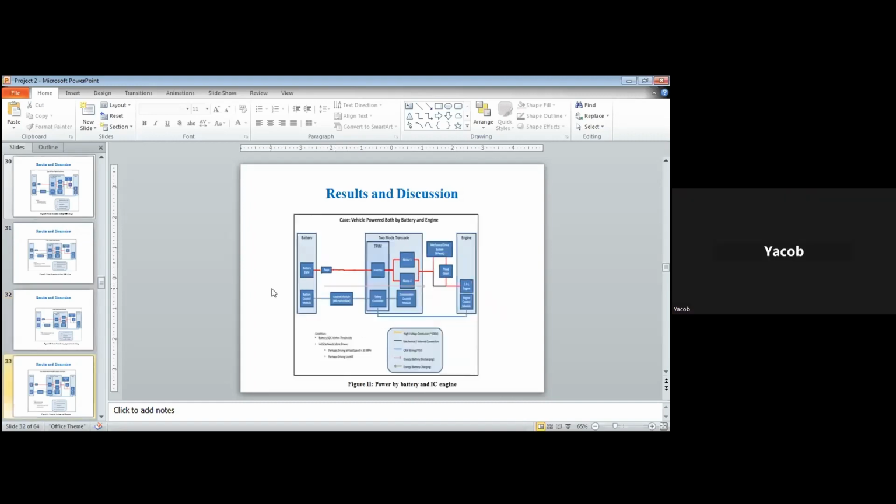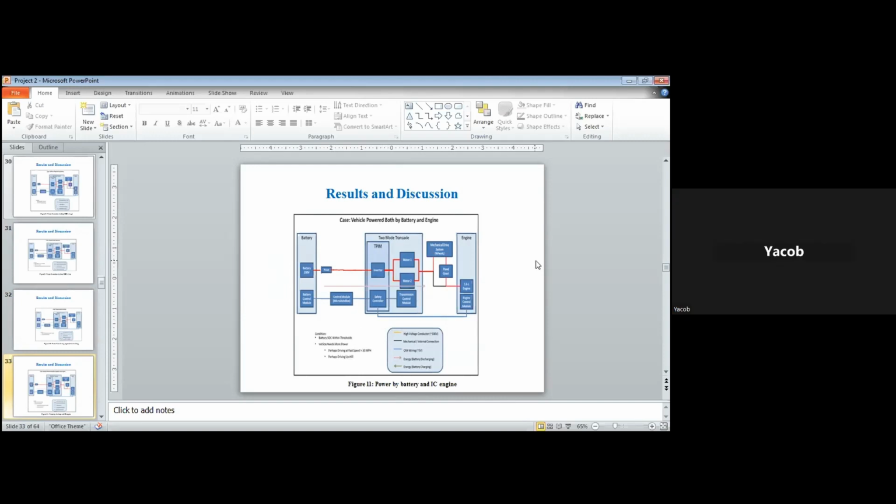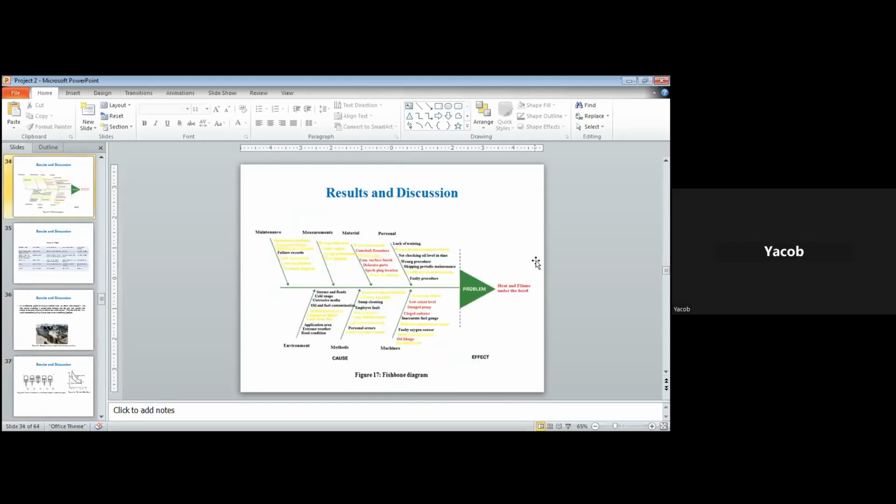Then again, the vehicle can also be powered by both the battery and the engine at the same time. So you can drive the wheels together. So this is the main working principle.